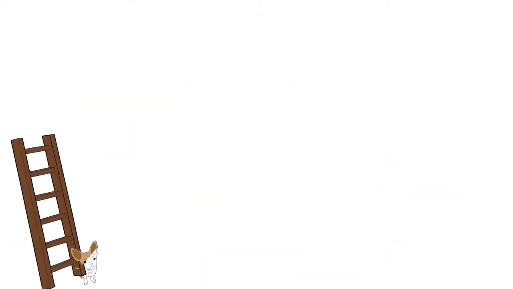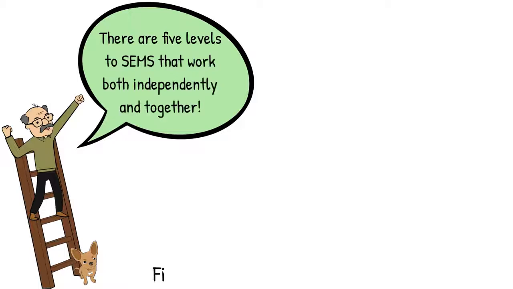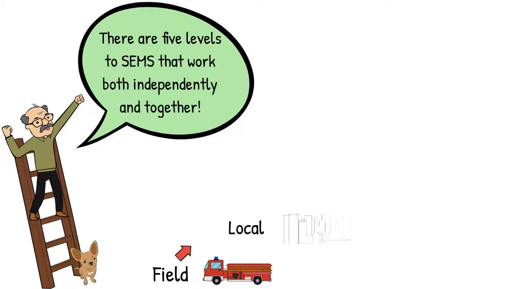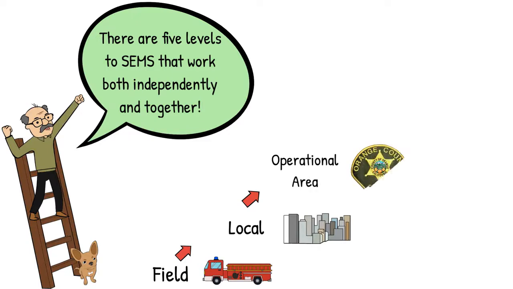So let's talk about the 5 levels of SEMS, because that's really where the health and medical system fits in very nicely. The first level of SEMS is what we call the field level, and that is really any response assets that respond out to any sort of mass casualty incident or any sort of medical incident. The next level up is the local level, and that's really a city government level. If you're a municipality or a city and you have a fire department or some sort of agency at the city level, that's where the local would be.